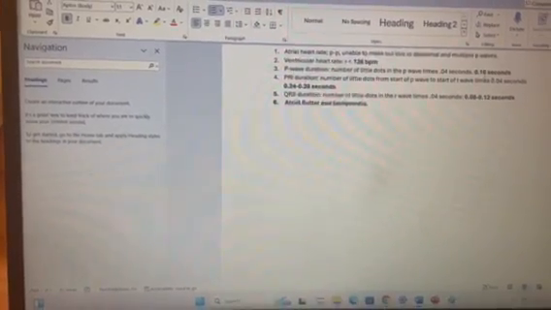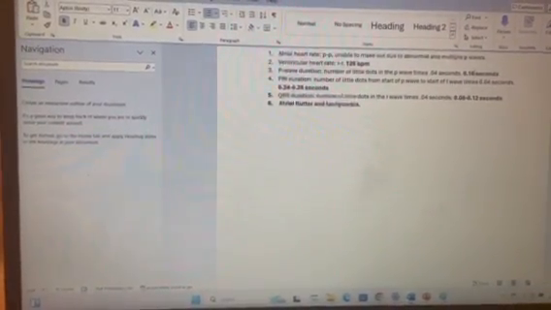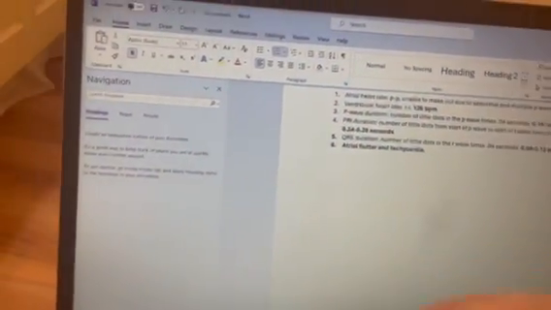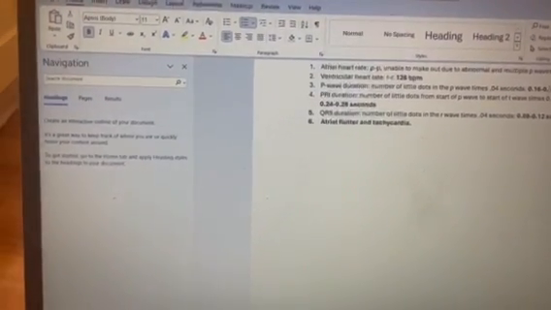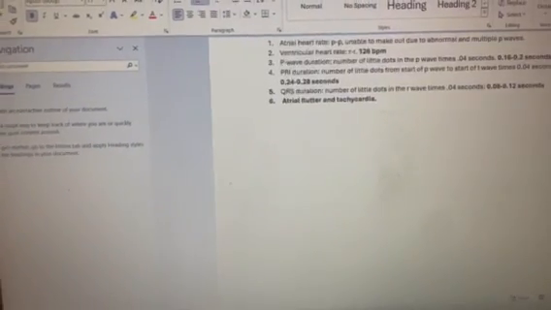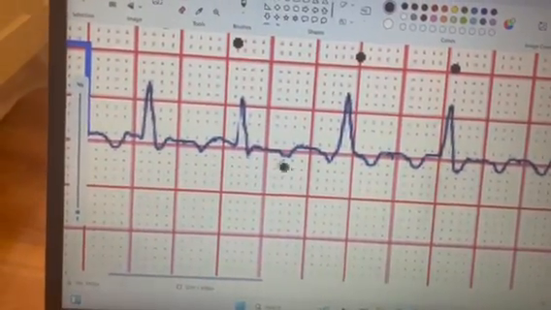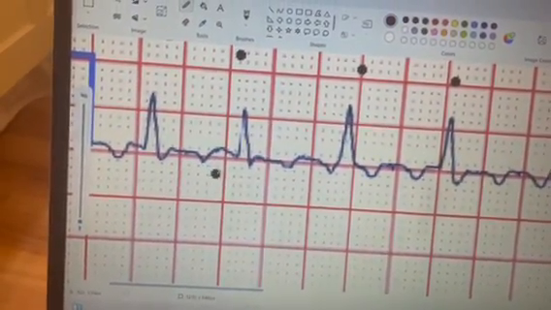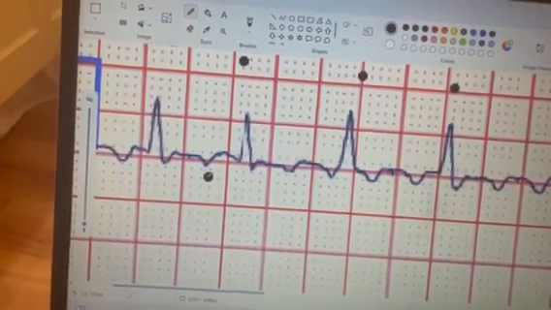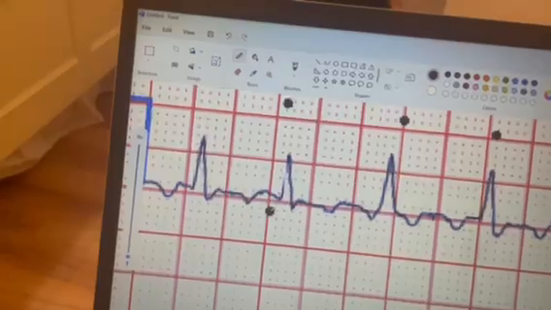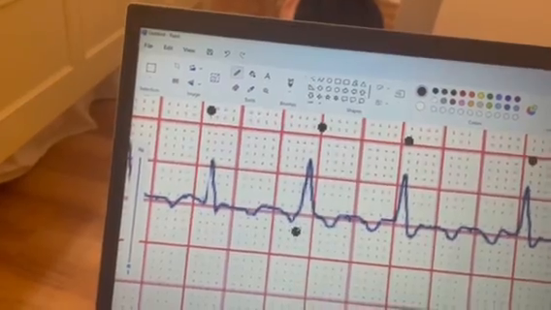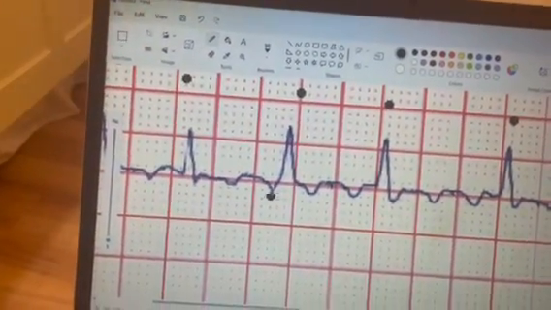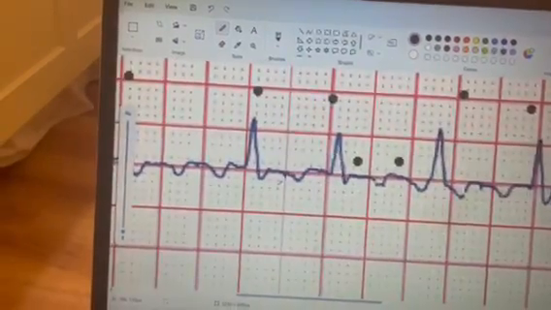Let me write that down here: 0.20. I counted another one earlier that was 0.16, so we could put a range of 0.16 to 0.20, because if you look at some of the other P waves, they're not all the same. For example, this one right here is 1, 2, 3, 4, and then about half of 1. You can put a range, you don't have to be extremely specific. But don't just write down random numbers.